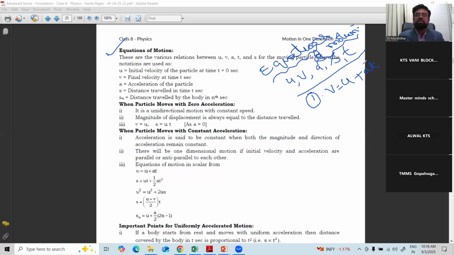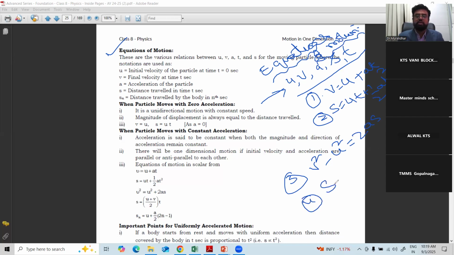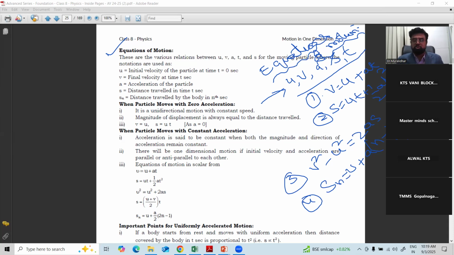Equations of motion are nothing but the relation between all these things. Second one is S is equal to UT plus 1 by 2 AT square. Third one is V square minus U square is equal to 2AS. And fourth one is Sn is equal to U plus A into N minus 1 by 2. So these are all 4 equations which are called equations of motion.